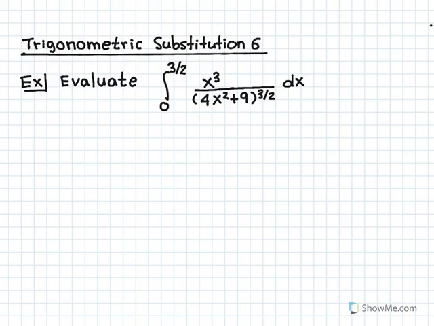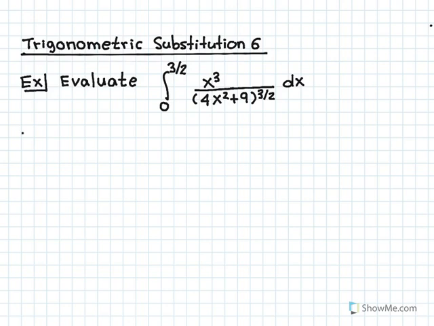In this video, we're going to look at another application of trigonometric substitution. Here we're going to solve a definite integral. We have the integral from 0 to 3/2 of x cubed divided by (4x squared plus 9) all to the power of 3/2, integrated with respect to x. So we notice that we have variable squared plus constant squared. That is, we have 4x squared plus 9.